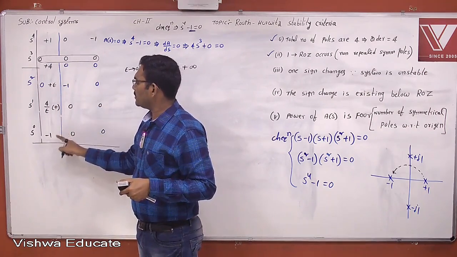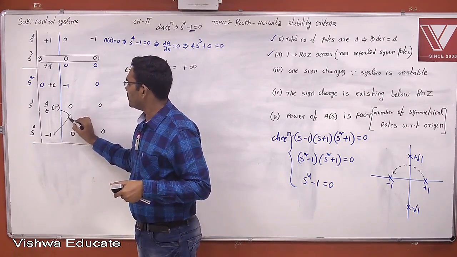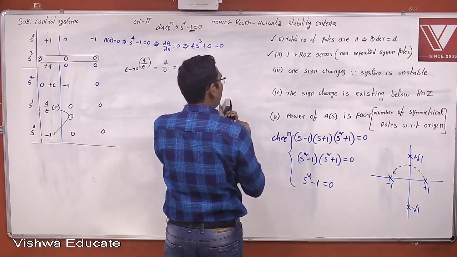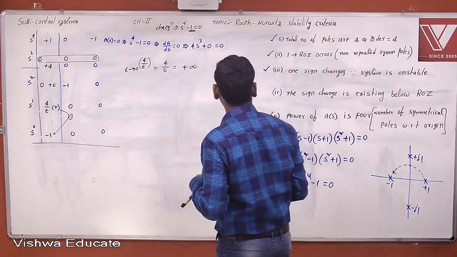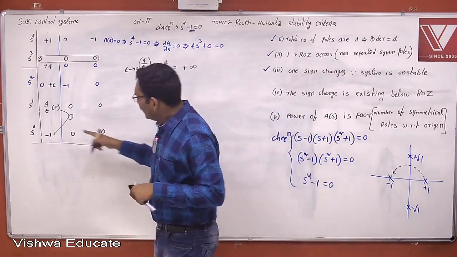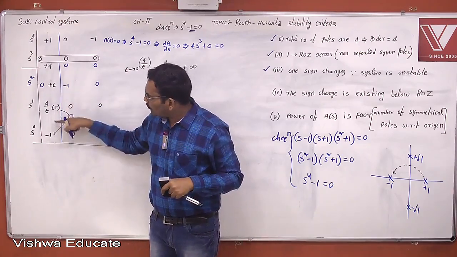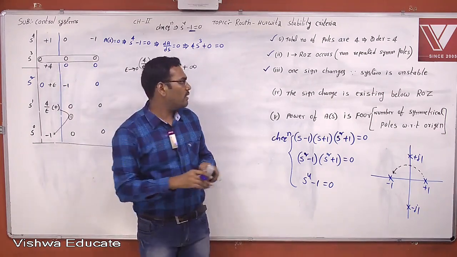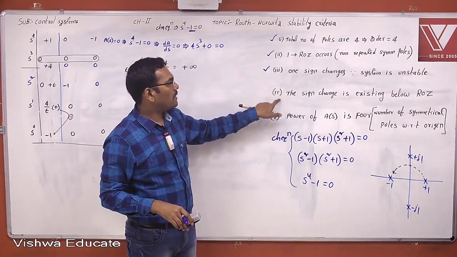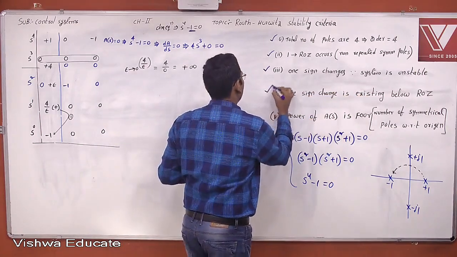How many sign changes? Only one sign change. Therefore, one sign change, the system is unstable. Is it correct? Next, this sign change, students, is very important. Is this sign change below ROZ or above ROZ? This sign change is below ROZ. Then what are you writing? One sign change, and that sign change exists below ROZ. Is it correct or not?